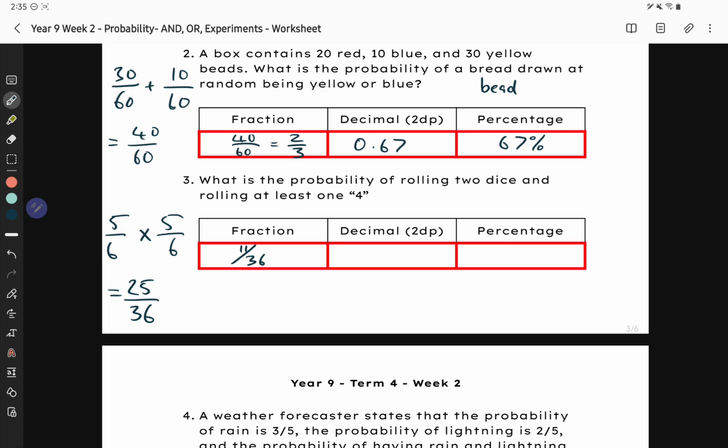Now, decimal. Again, I just go 11 divided by 36. I get 0.69%. Oh, no, that's the other one. That's the percent of this, actually. I've done the wrong thing. 11 divided by 36 again. Let's try that again. 0.31. Percentage, 31%. Times by 100.